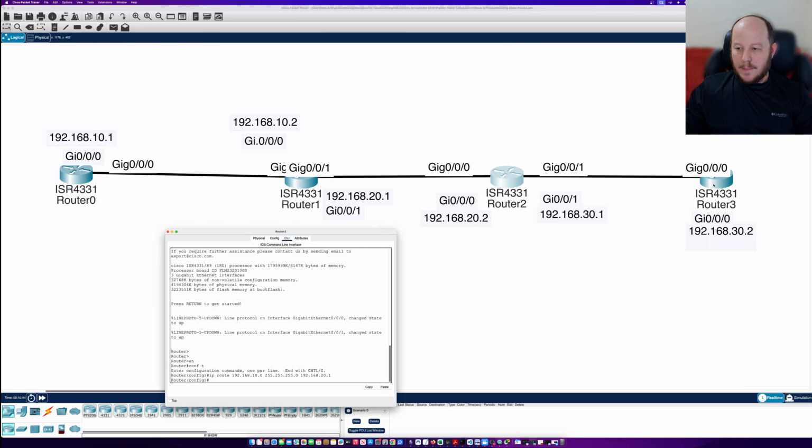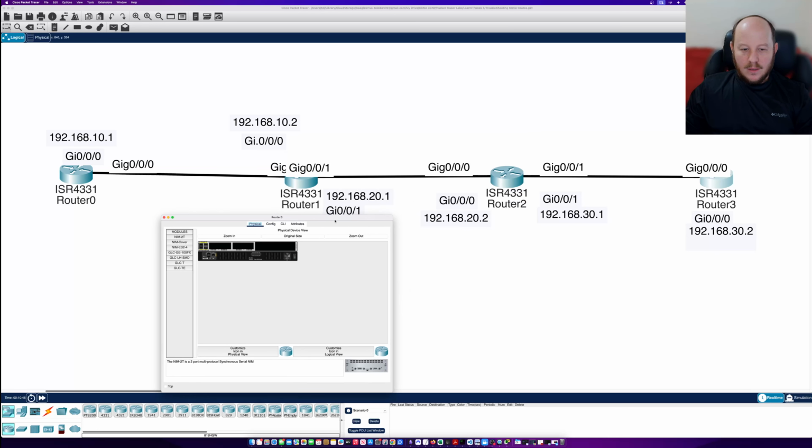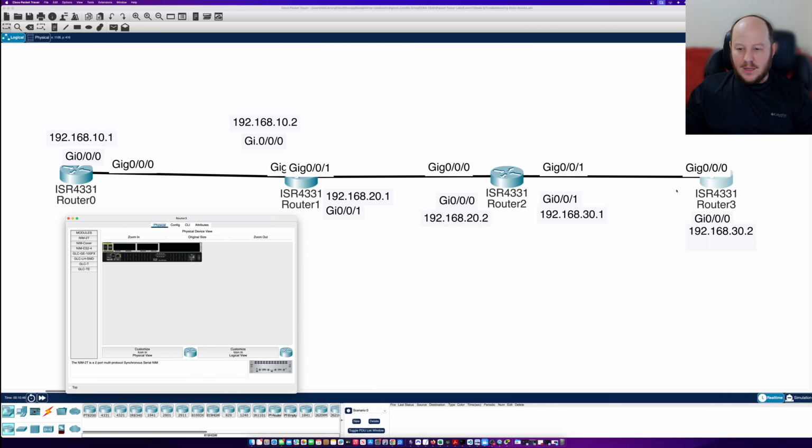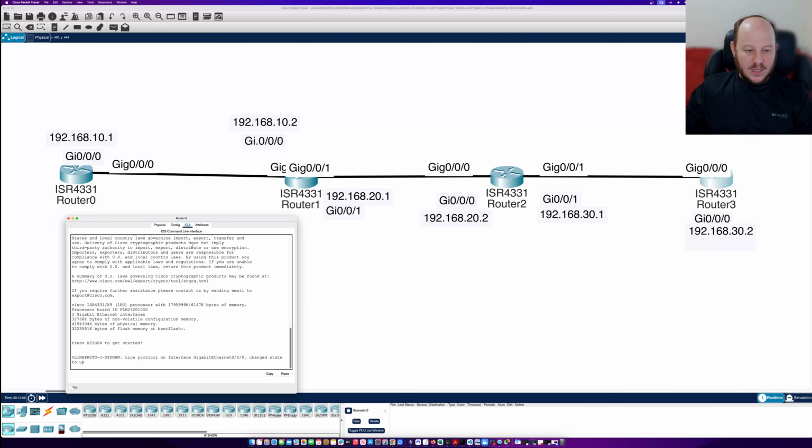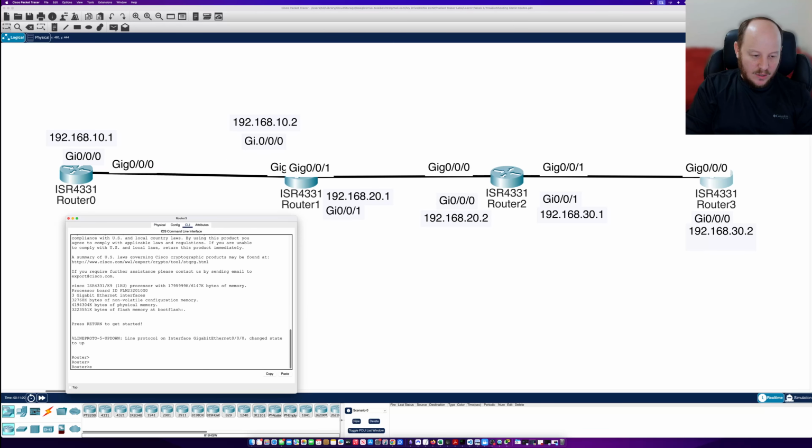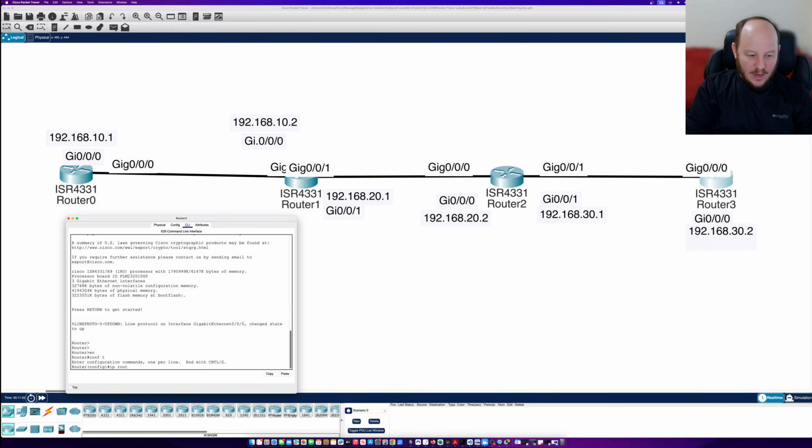Okay, lastly, router 3. If we go through the process again, it knows about the .30 network because it's directly connected to it via the gigabit 000 interface. But it does not know about the .20 network or the .10 network. So let's go ahead and configure that so it can know about it. IP route. I'm going to configure the .10 network first, 192.168.10.0, 255.255.255.0. And then we need to look for what the next hop will be.